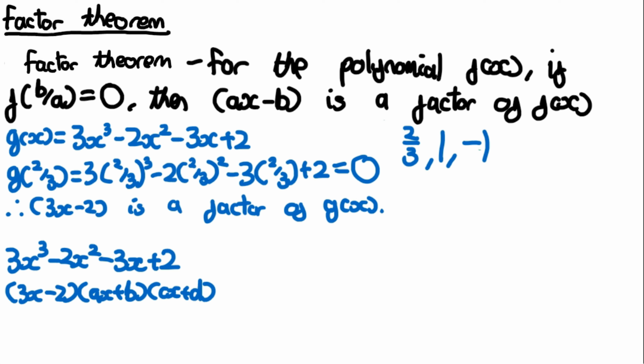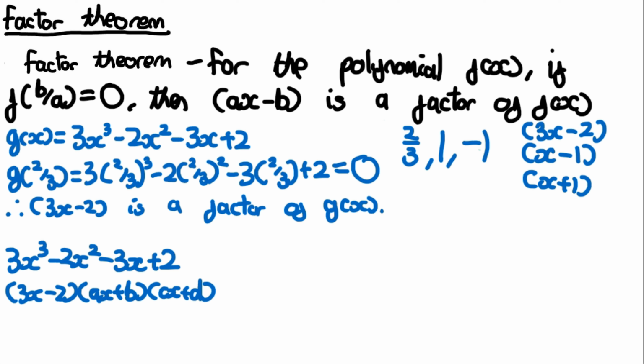So therefore we can say that the three factors of g of x are going to be 3x minus 2, which is the one we've already established, and the other two factors are going to be, for 1, x minus 1. You can do this by remembering 1 is 1 over 1 technically, so you can sub this into the formula for b over a, where both b and a are 1, so it's going to be x minus 1, and then the other factor for minus 1 is going to be x plus 1.